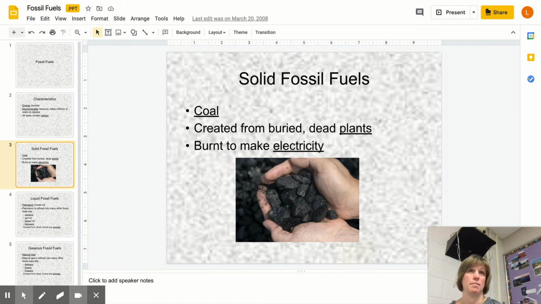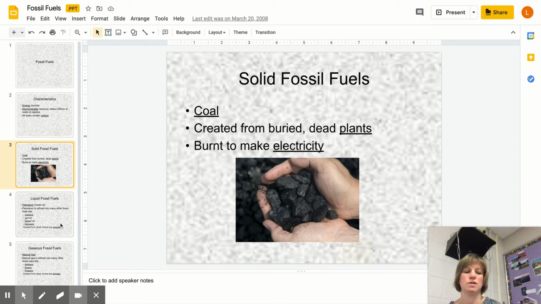So I can remember my grandma's house when I was little. Her basement actually had a coal cellar. Now she had a more modern furnace in her house at this point, but originally when that old house was built, they had to put coal into the furnace. So not so much use for that anymore, more in power plants.